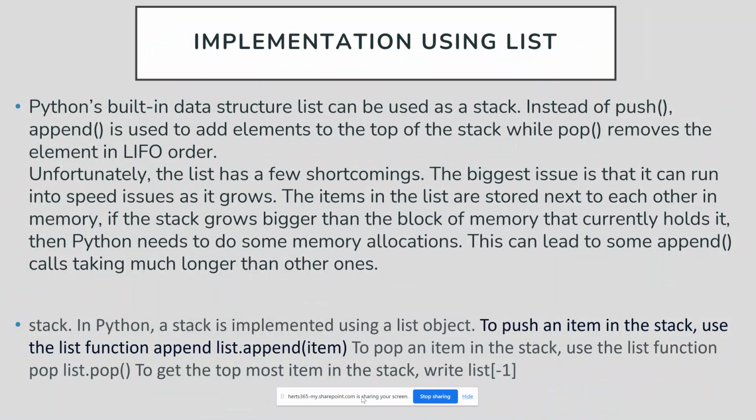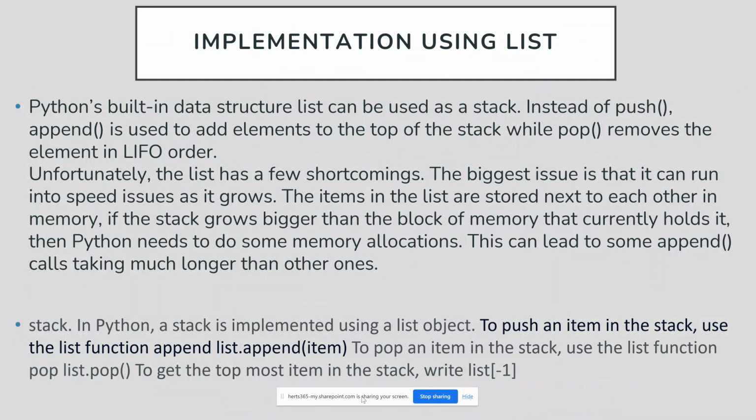Python's built-in data structure, the list, can be used as a stack. Instead of push, we use append to add an element to the top of the stack. With pop, we remove elements from the top of the stack, which is last in, first out. Append in English means adding an extra item on top of the list. So here we're not using a push function, we're using append.